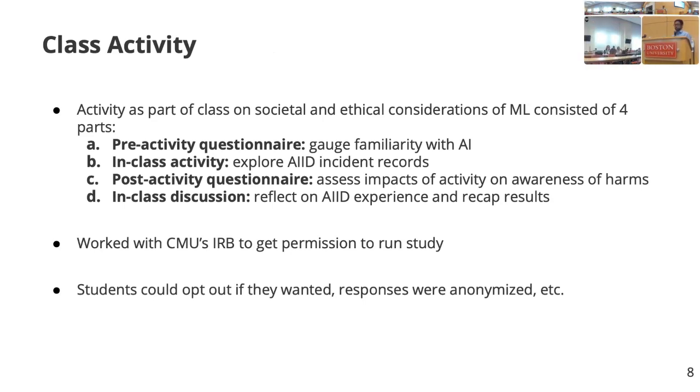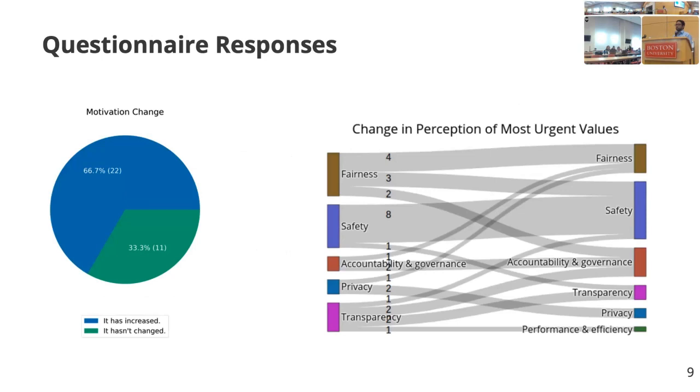We worked with our institution's review board and AIID to get permission to run the study, and we made sure that we followed the protocol and complied with it by allowing students to opt out of data collection if they wanted, and anonymizing results as part of data analysis. So now I'm going to cover a subset of our findings, and please see our paper for full analysis of our results. First, the post-activity questionnaire revealed that 2/3 of students reported an increase in motivation for taking the course after working with the AIID.